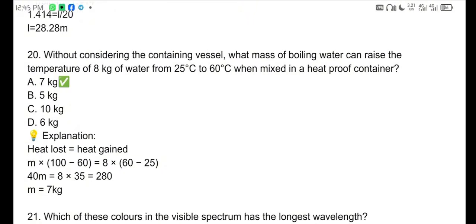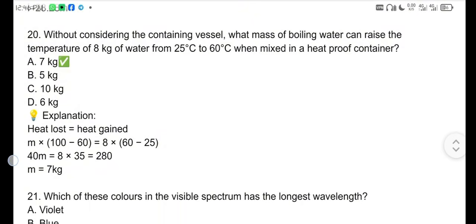So it's 8 times what? 60 is the temperature of the mixture minus 25, that is the temperature of the water body. So 60 minus 25 gives us 35. So 8 times 35 is now 280. If you make M the subject of the formula, M will be 280 over 40. M is equal to 7 kilogram.